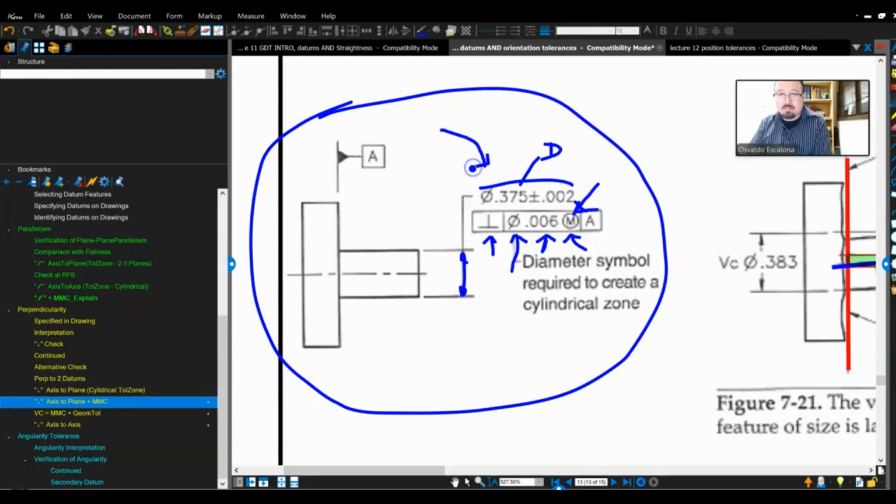If your part comes at MMC, which in this case, MMC for the part is 0.377, that's the maximum material condition. If your part comes at MMC, I am going to give you 6 thousandths. What happens if I move away from MMC? Let's find out.